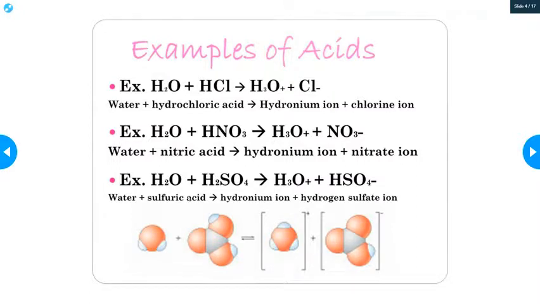Another example, we've got sulfuric acid. Sulfuric acid has 2 hydrogens, but just one of them is going to leave. So one hydrogen is given off, and we form H3O+, and then we form hydrogen sulfate ion, which is negatively charged. So every single one of these acids has done the exact same thing. They've all given away their hydrogen to the water, forming the hydronium, and then whatever's left over has a negative charge on it.